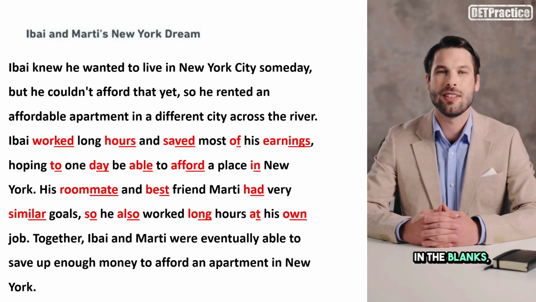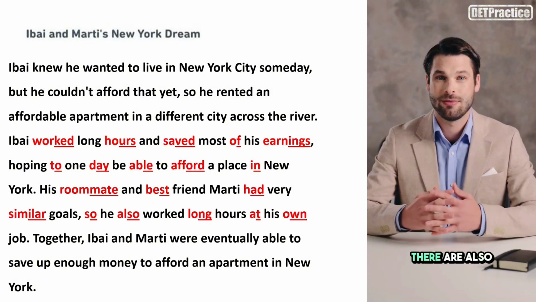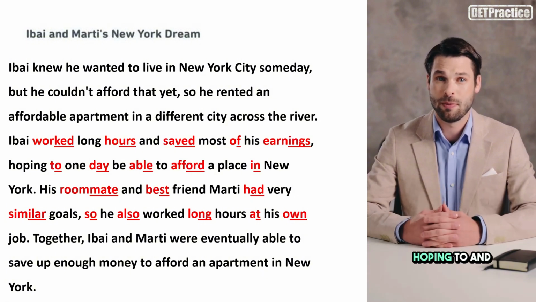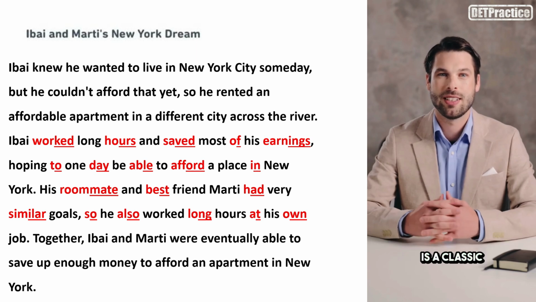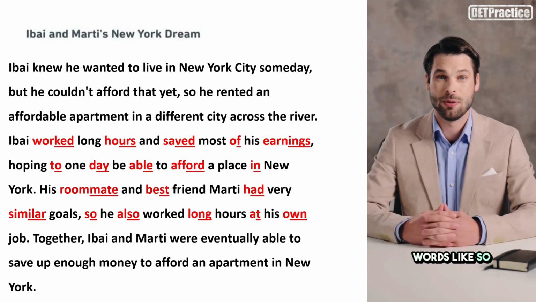As you fill in the blanks, you'd notice common word pairings like worked long hours and saved most of his earnings. These are natural combinations that can guide your choices. There are also fixed expressions like hoping to and be able to, which signal hope and possibility. In the sentence about Marty, roommate and best friend is a classic noun pairing, and words like so and also show how his actions connect to Ibai's.